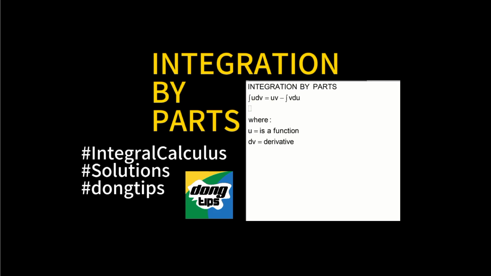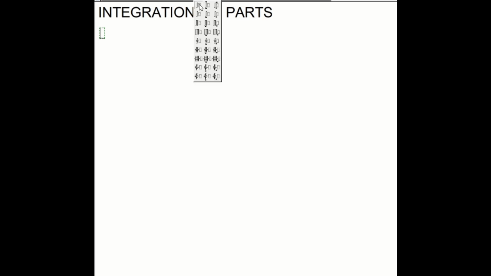This is how to integrate functions by parts. In indefinite integration, we opt to this procedure, integration by parts, if the functions cannot be integrated using basic formulas or even trigonometric transformation. In this method, we have to integrate the product of two parts.